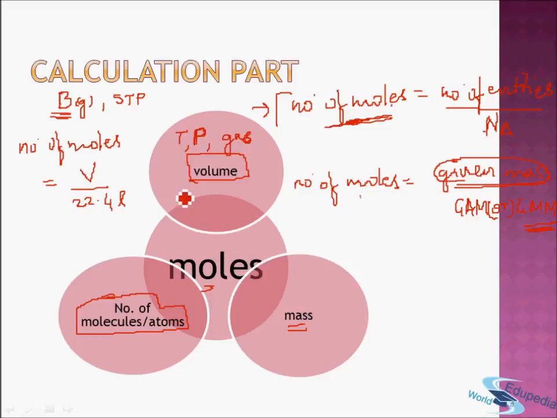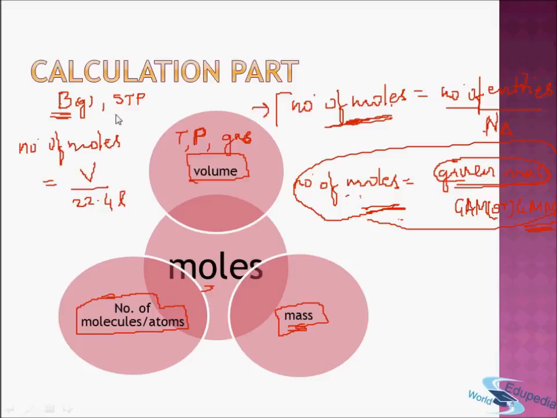Let's say if in the question what I was given was mass instead of molecules, moles or volume. So I use this formula. I substitute mass divided by gram molecular mass to get moles. Then I use moles to calculate the number of entities, that is the number of molecules, and volume. For a gaseous substance I can also calculate volume.